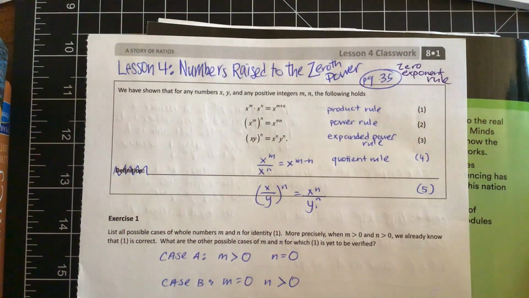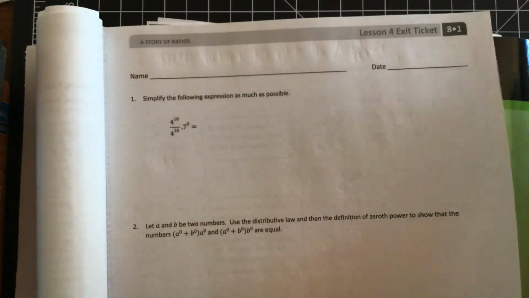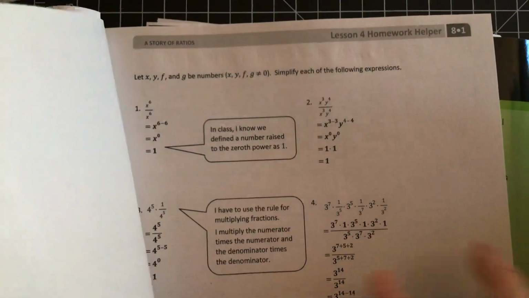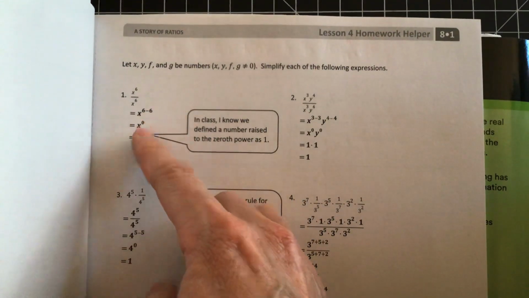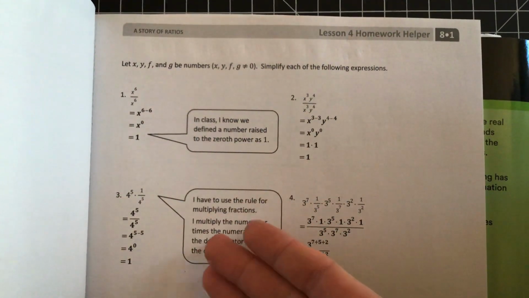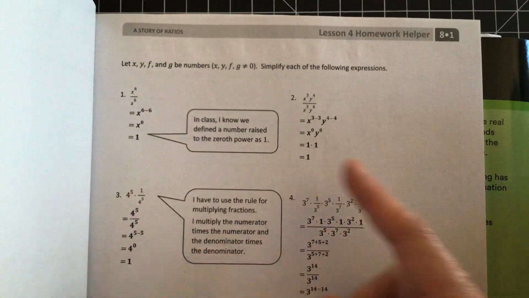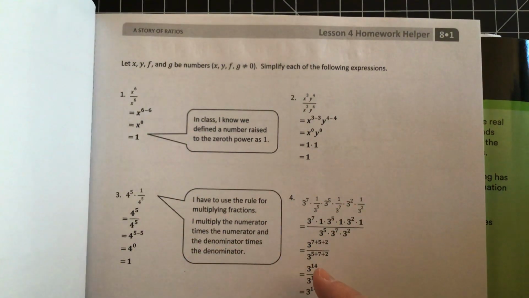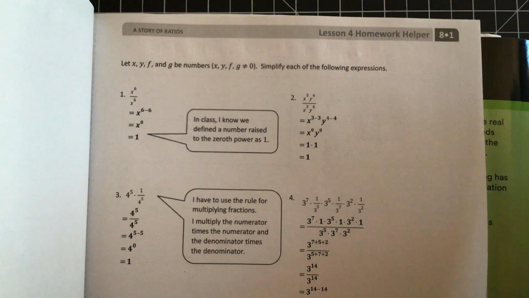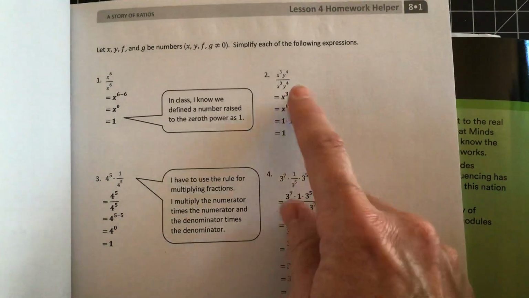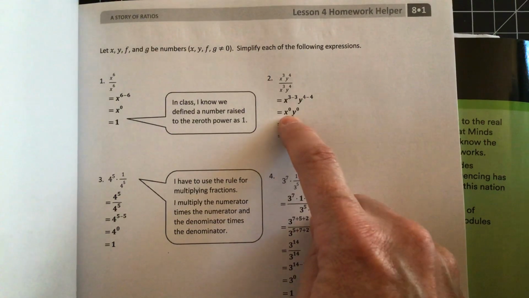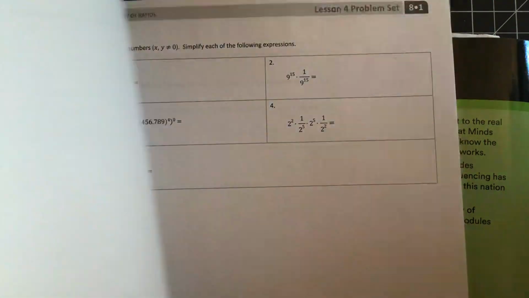So, what is next? Here's an exit ticket. You can hold off on that for now. The actual homework helper is doing more example-y problems, like the first one I showed. So it's not like you're going to have to show complexities like this lesson has shown. You're just doing examples of using the 0th power, okay?